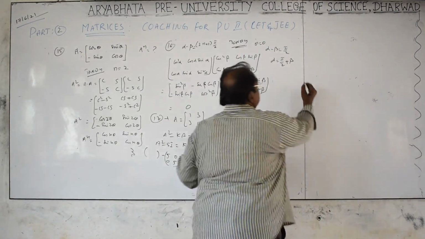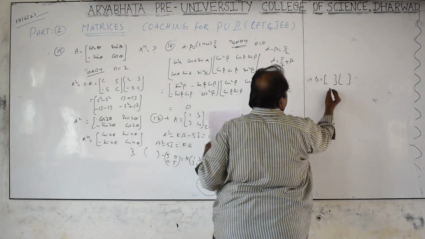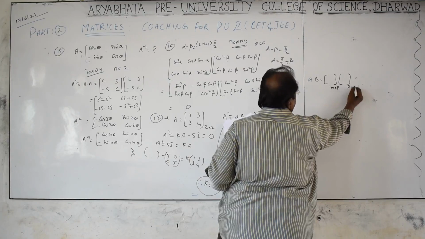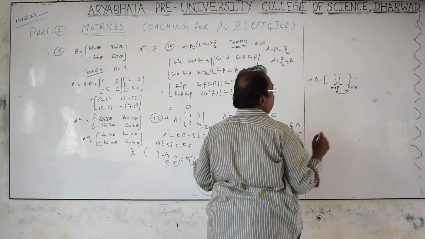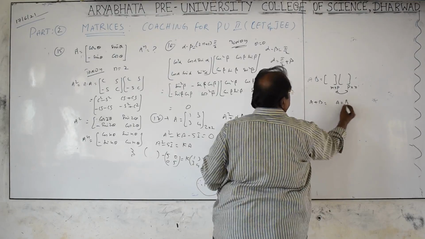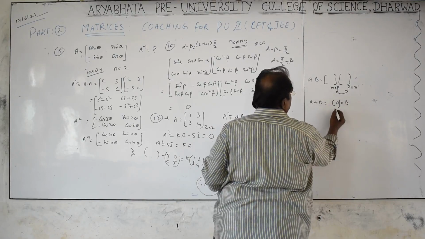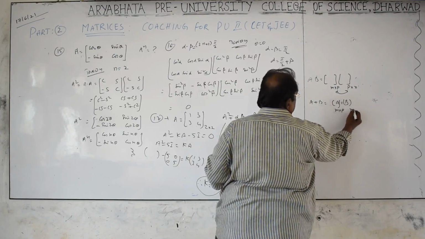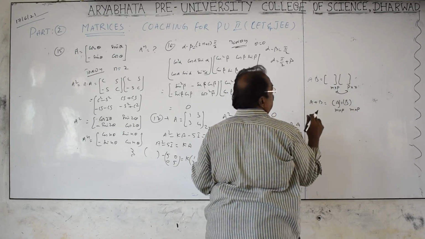AB is defined means the A matrix is some M by P, and the B matrix is P by N. This P must be the same, otherwise it will not be defined. A plus B means A and B must be equal, not in elements, but in orders. Suppose this is M by P, it is also M by P. If it is like that, only then we can solve it.